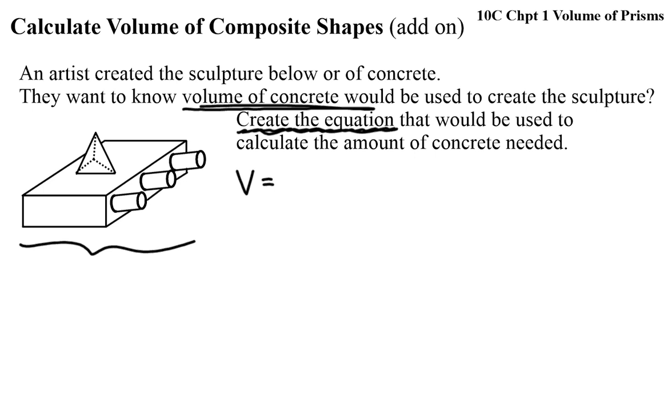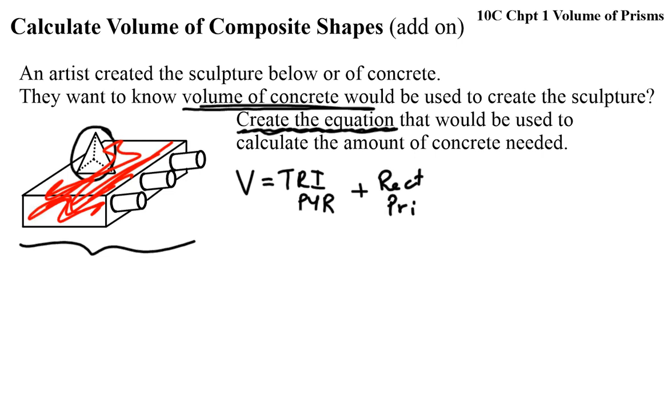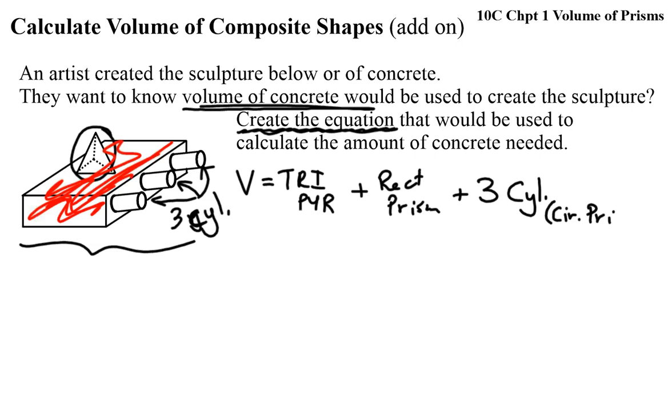Well, identify what you have. We have a triangular pyramid to start with. What else do we have making this up? We have this big rectangular prism box. So we have a rectangular prism. What else makes it up? Well, we have 3 cylinders. And let's assume that they're the same. That's what I wanted when I sketched it. They are. We have 3 identical cylinders. And what's a cylinder? A circular prism.